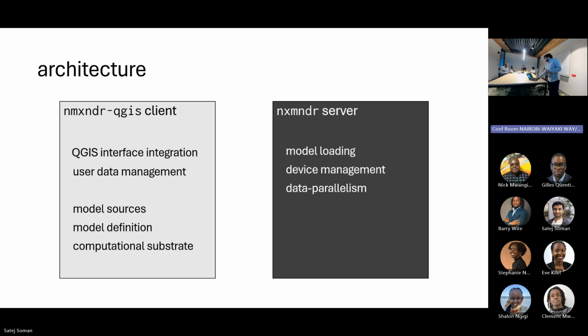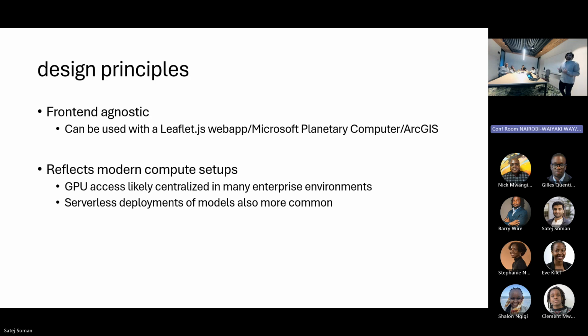And two things that I think are strong points of this architecture: one is that it's front-end agnostic. So I'm showing you everything in QGIS because it's a good starting point for what to build. But you could code up a leaflet.js web app and it would talk to the server on the same protocol. And you could do all that orchestration in a web app instead. Same thing with Microsoft Planetary Computer, same thing with other GIS systems like ArcGIS.